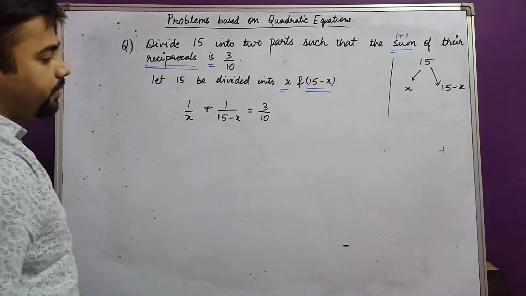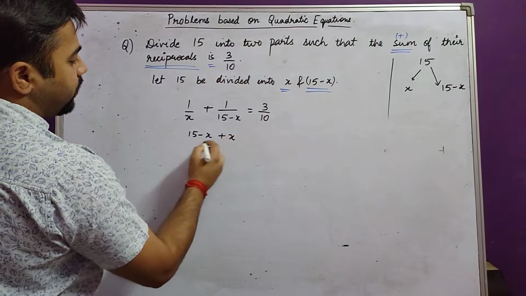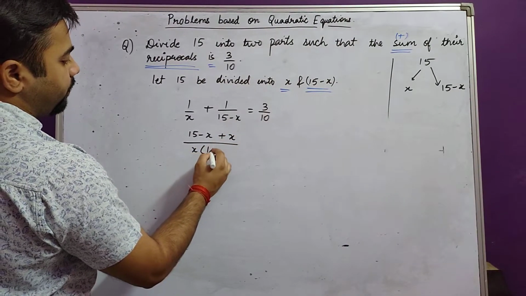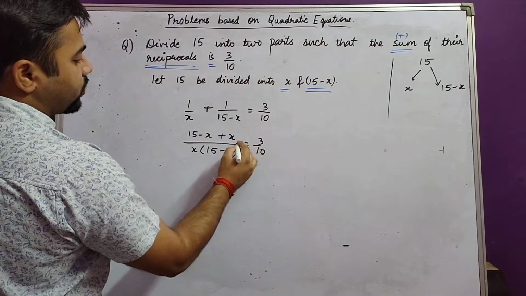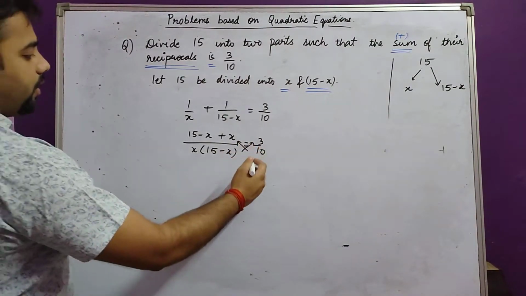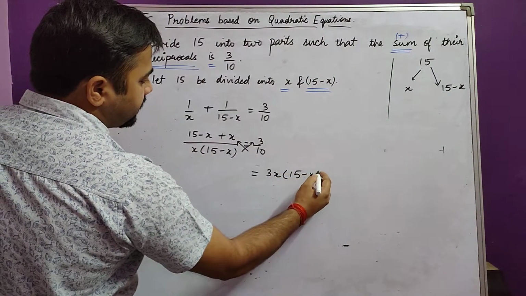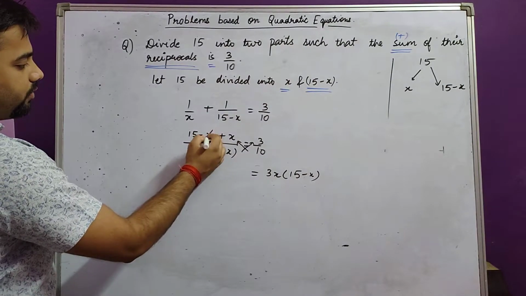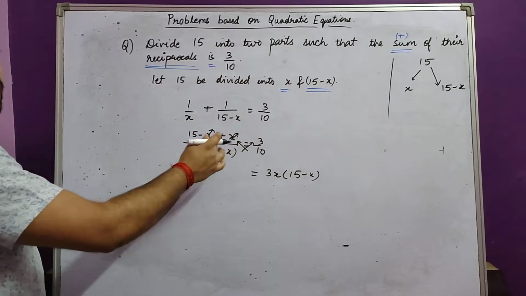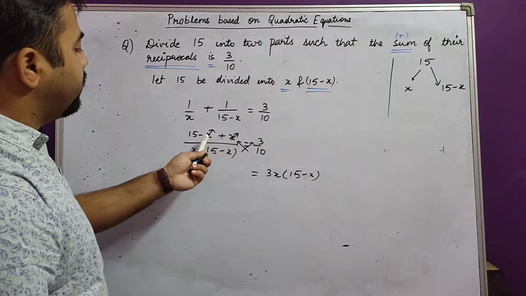Similarly, we are going to solve it. It becomes 15 minus x plus x whole divided by x within the bracket 15 minus x is equal to 3 by 10. Now cross multiply. What it becomes is 3x within the bracket 15 minus x. 10 you have to take on that side. Now these two terms will cancel because they have opposite signs and the same numeral, x.